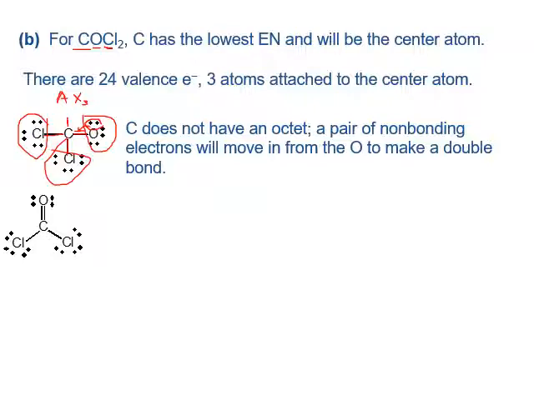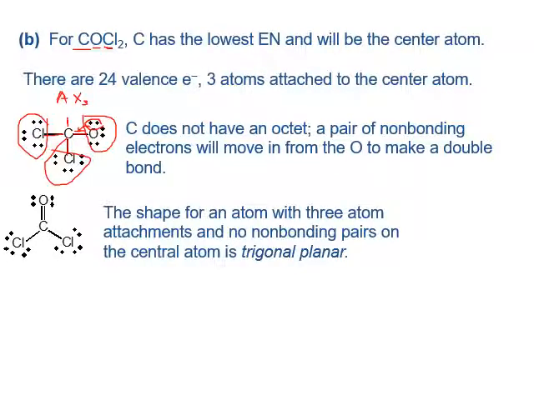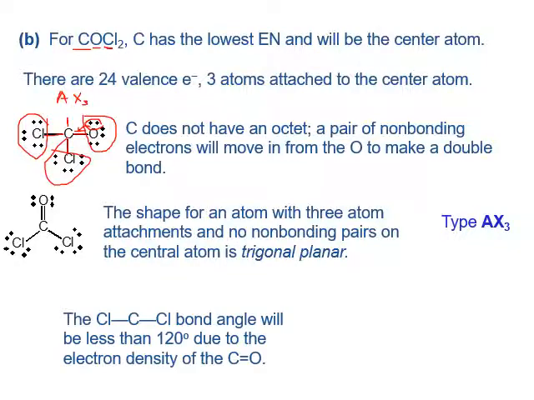Now you have completed that. We still have AX3, just with a double bond. So this is trigonal planar. Trigonal planar all have a similar angle, 120 each. Nearly. This one is 124.5 and this one is 111, a bit less, due to the electron density of O. It's okay. If you draw like this, it is acceptable.